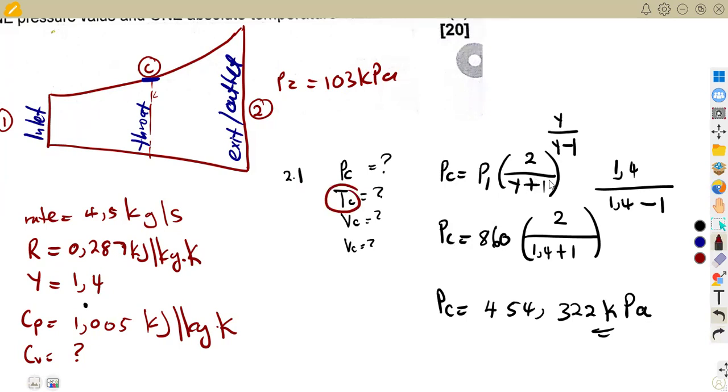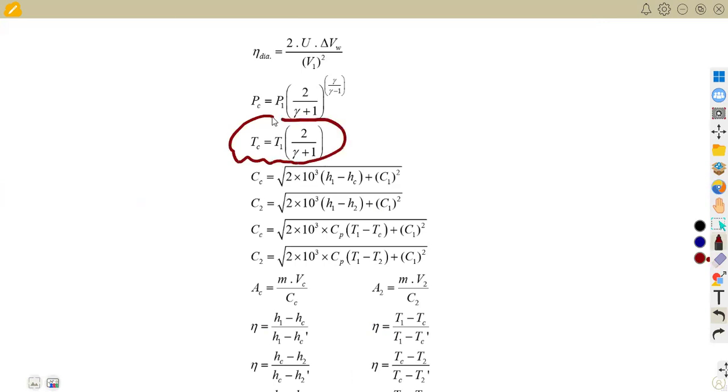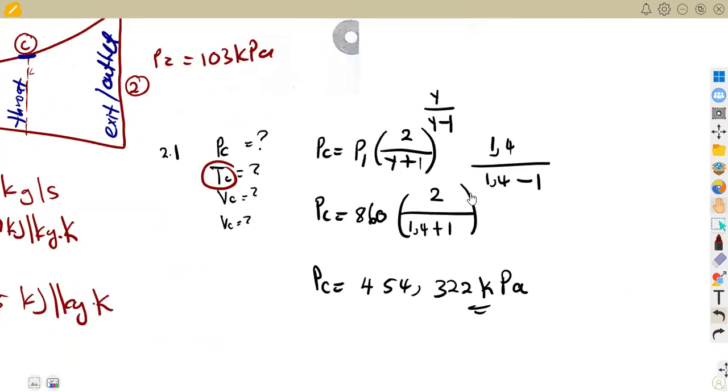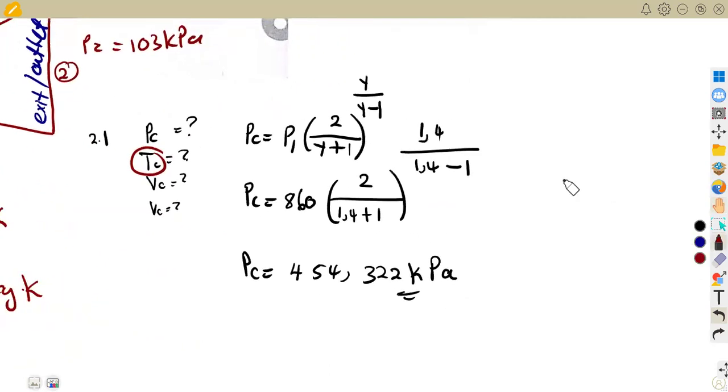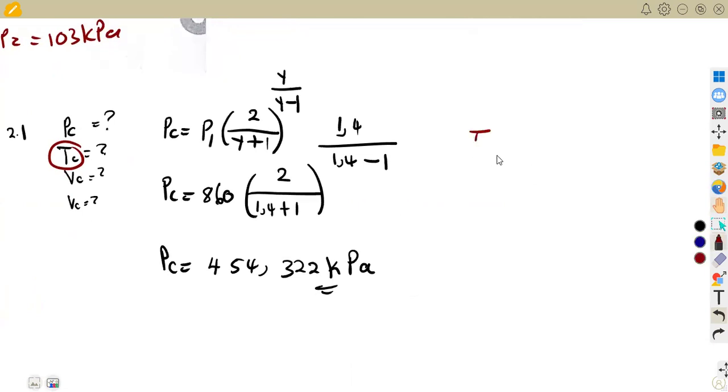The formula for TC is also given there. Let's get back to our formula sheet. Here we have the formula for TC at the throat. TC is equal to T1 into 2 over gamma plus 1. We are just applying our formula as it is.